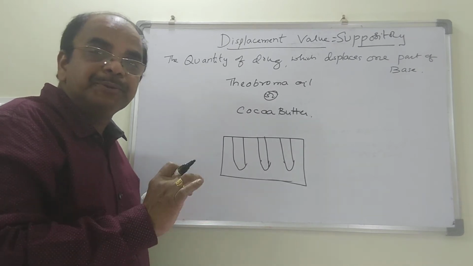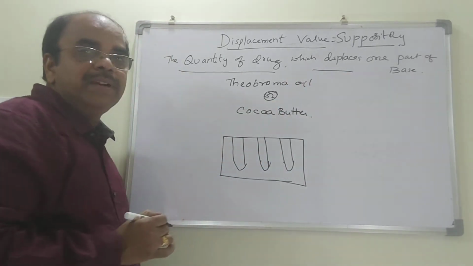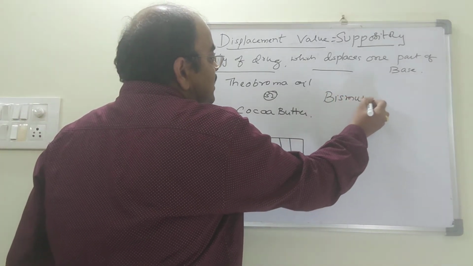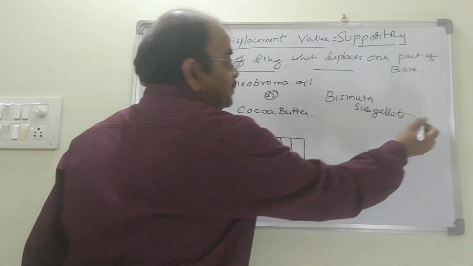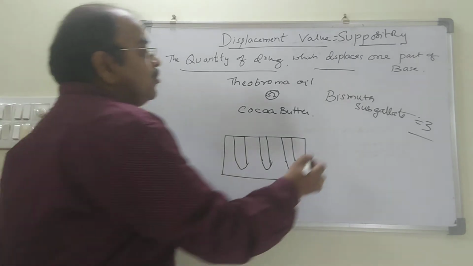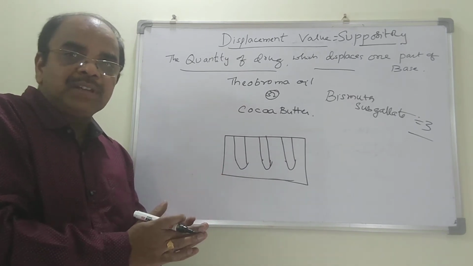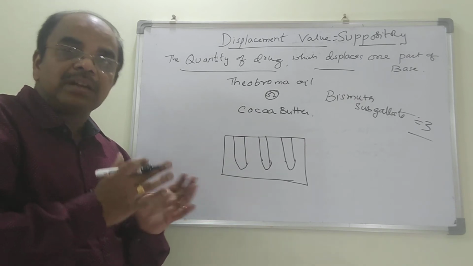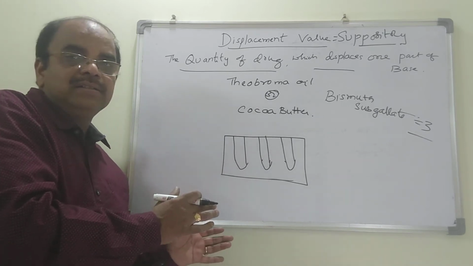So how do you define displacement value? The quantity of the drug which displaces one part of the base. For example, if you are using bismuth subgallate, the displacement value is 3. Displacement value of bismuth subgallate is 3. So, the volume occupied by 3 grams of bismuth subgallate is equal to the volume occupied by 1 gram of cocoa butter. That means cocoa butter is of much less density when compared to the drug, bismuth subgallate.